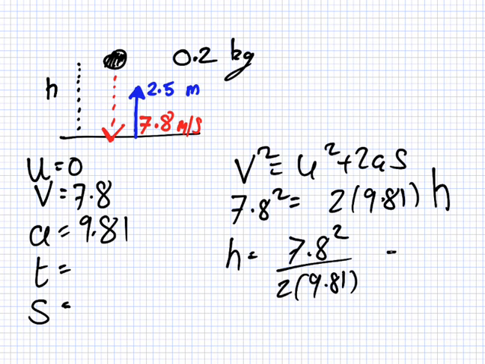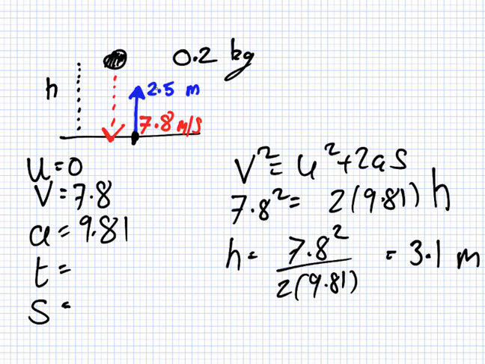What's that, please? Is it 3.1? Yeah, it's 3.1. Is that what you got in the calculator? Yeah? Okay. Now the second part is they want the speed here.